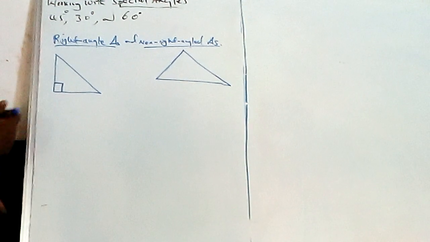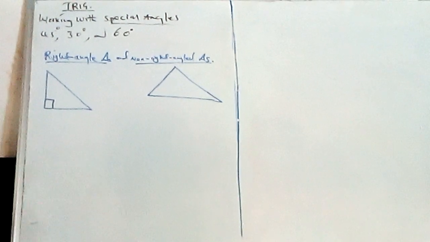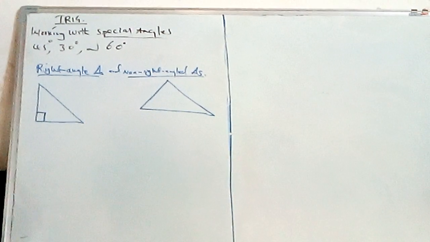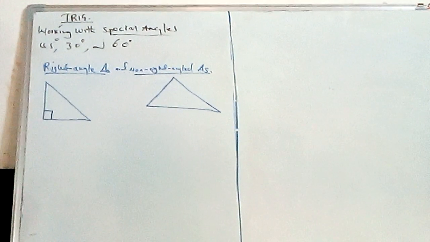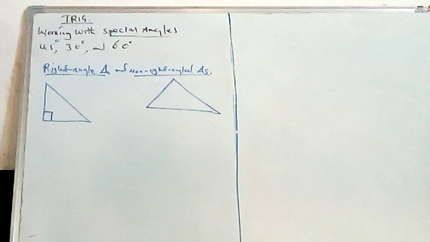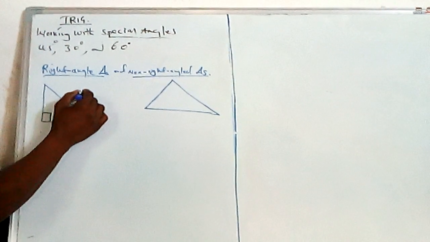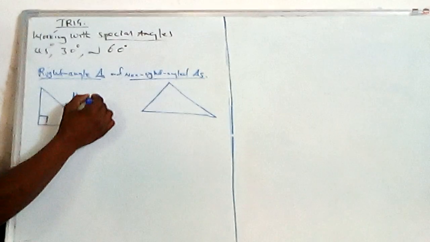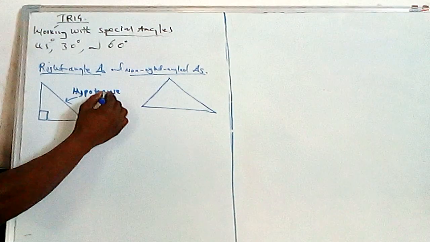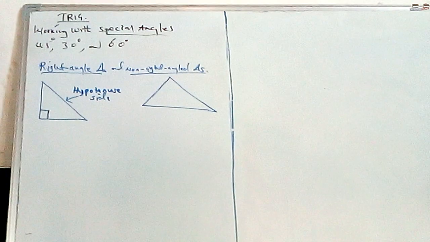For example, we did look at the types of the sides in these right angled triangles. If I may ask you, what do you call this longest side? What is it called, if you remember? Hypotenuse. Okay, so the longest side, this is what we call the hypotenuse. In other words, this is the side opposite to the 90-degree angle.